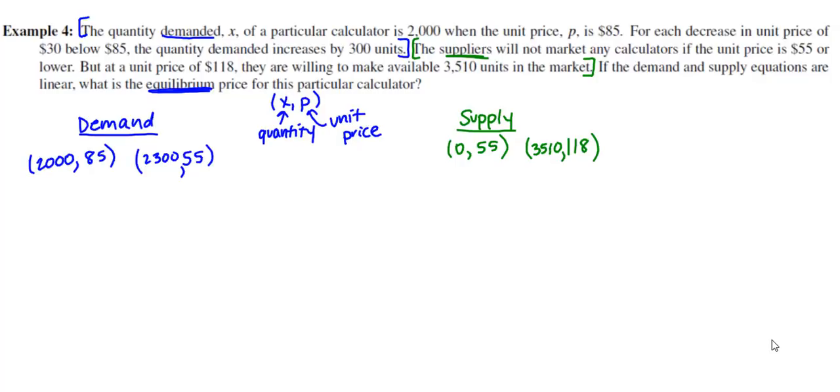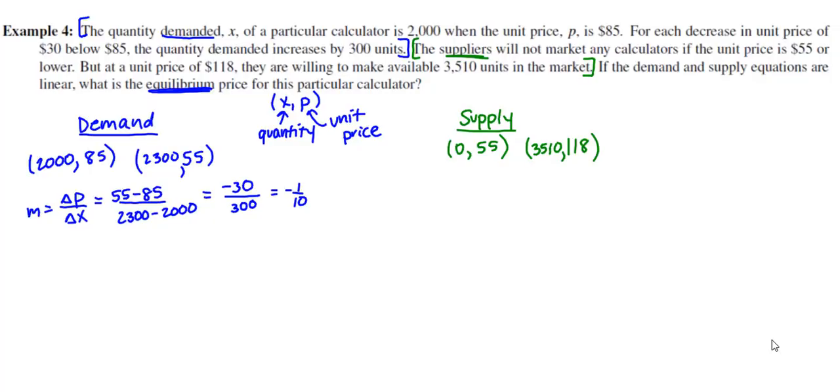So now we know 2 points uniquely determines a line, so we can find the equation passing through those 2 points. Okay, so our slope is the change in P over the change in X, because we're dealing with P instead of Y. And so that would just be 55 minus 85 over 2,300 minus 2,000. So 55 minus 85 gives us negative 30. 2,300 minus 2,000 gives us 300. So that reduces down to negative 1/10.